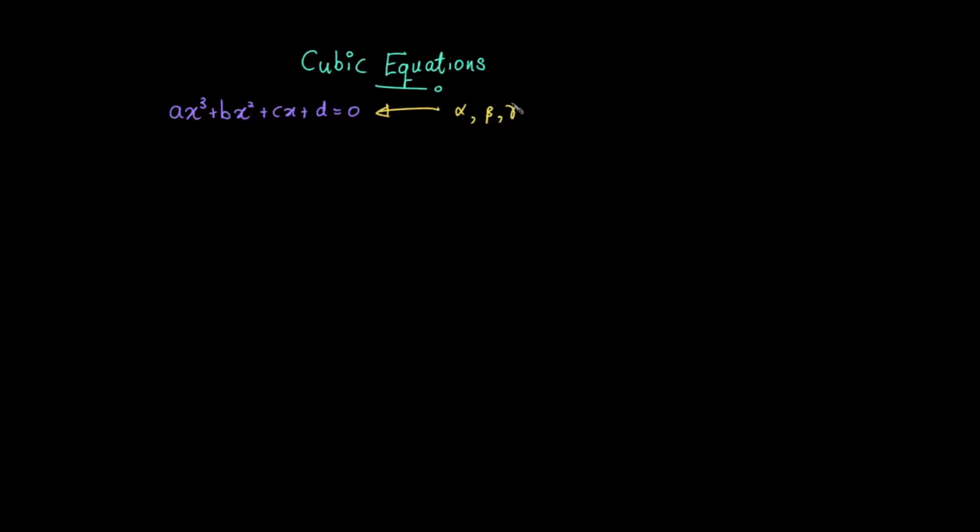So we know that it can be rewritten as x minus alpha into x minus beta into x minus gamma, because they are the factors of the cubic equation, is equal to 0. And now let's expand the brackets and compare the coefficients.